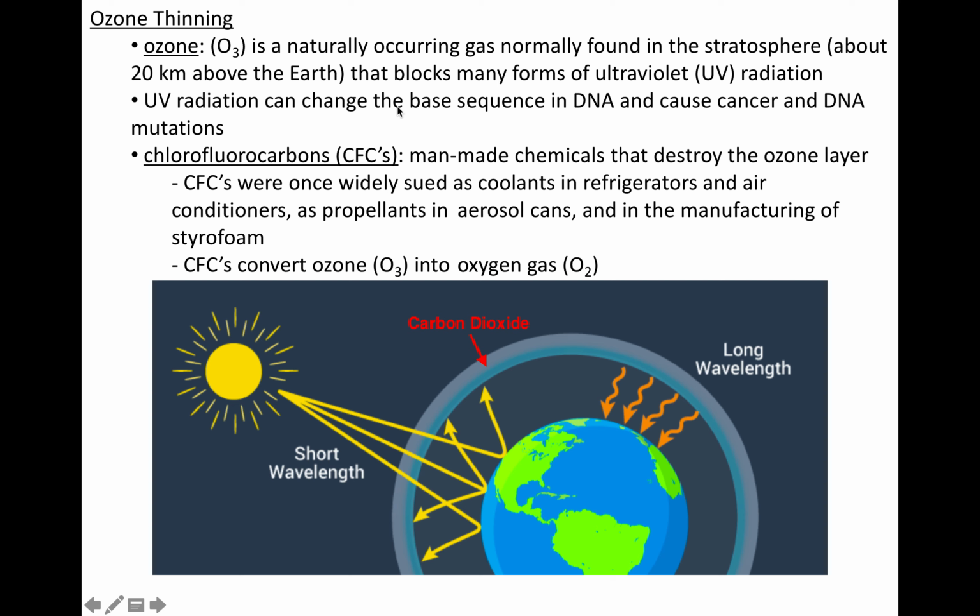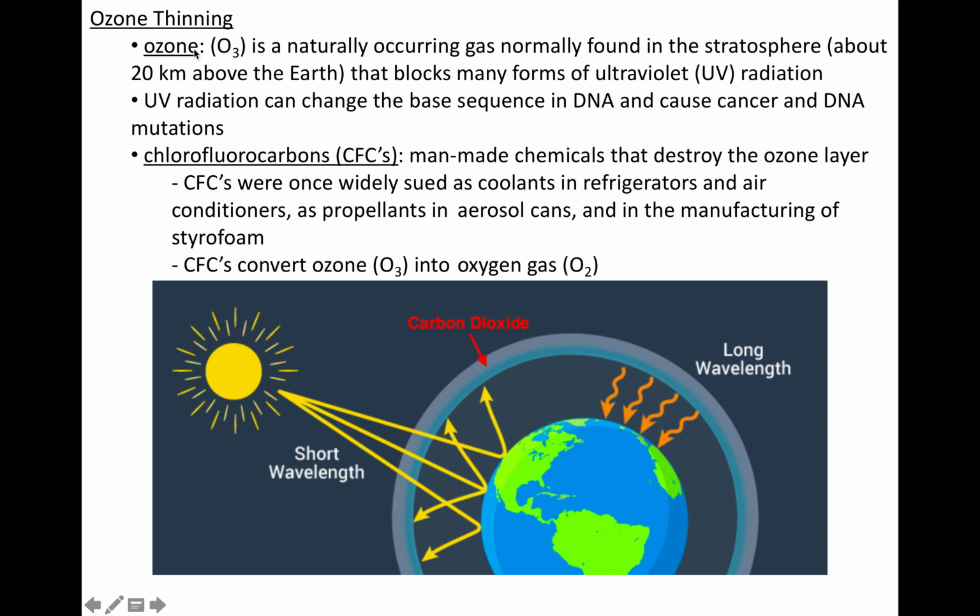What does it do? It blocks a lot of this dangerous ultraviolet light from striking the Earth. Why is ultraviolet light dangerous? Well, it causes mutations in DNA that can lead to cancer. So skin cancer is prevalent. It's very common, and that's because we're out in the sun a lot and we're not protecting our skin, basically.